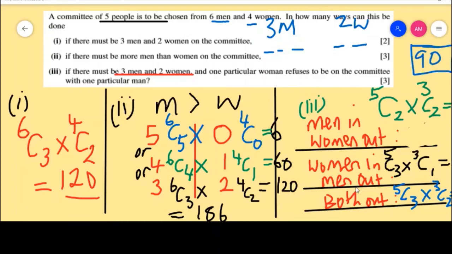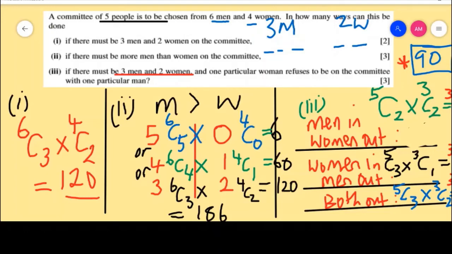If I add the first one, which is my 5 choose 3 times 3 choose 2, I get 30. If I go 5 choose 3 times 3 choose 1, I get 30 again. If I go 5 choose 3 times 3 choose 2, I get 30 again. So that's where I'm getting my 90 as my final solution.